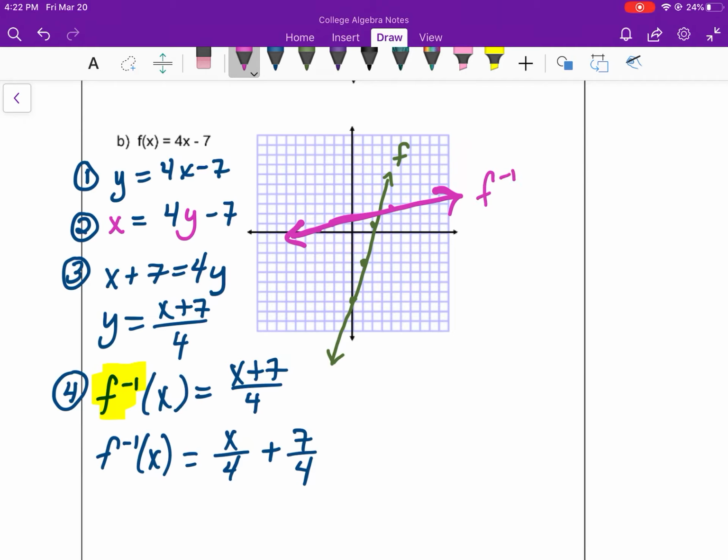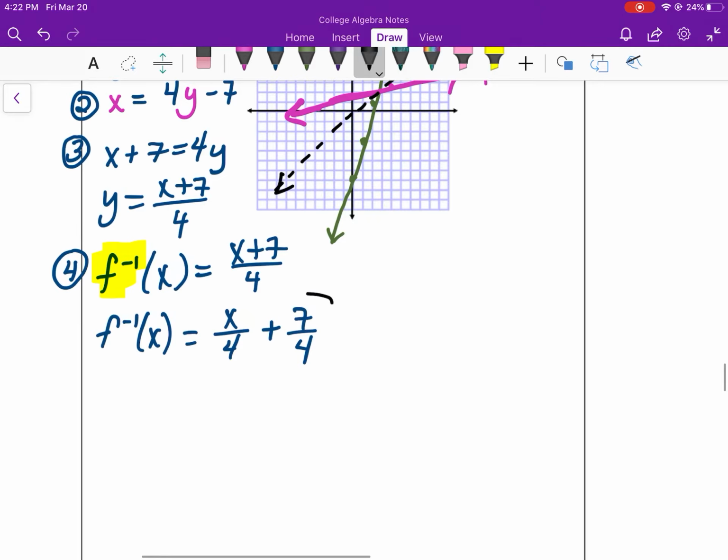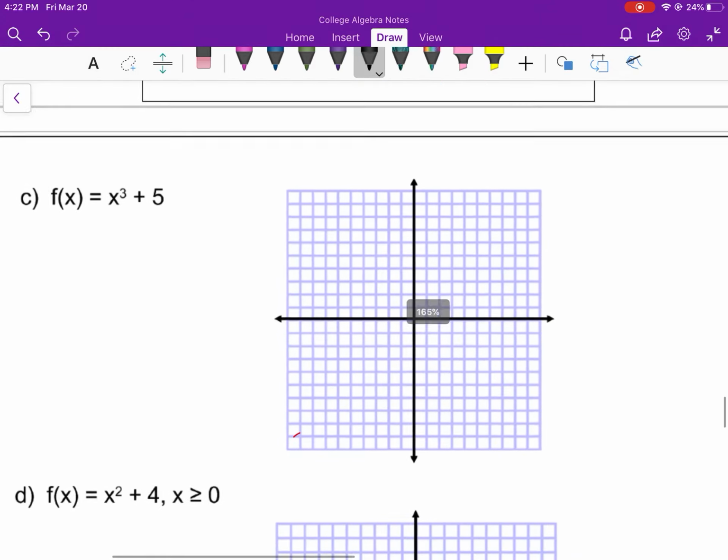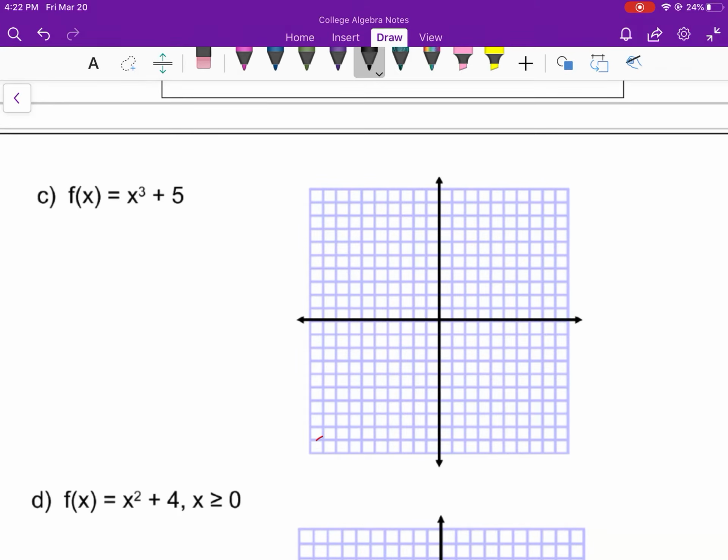Now remember the trick I showed you with graphing. If you graph y equals x, you should see that line of symmetry coming right through there. Okay. There's the equation of your inverse, and moving on. All right, C. This is x to the third plus 5, so I know it's x to the third, 1, 2, 3, moved up 5. So it's this guy right here.